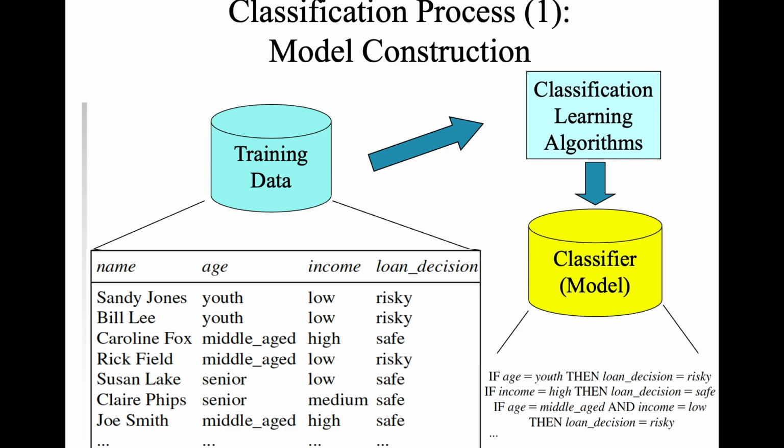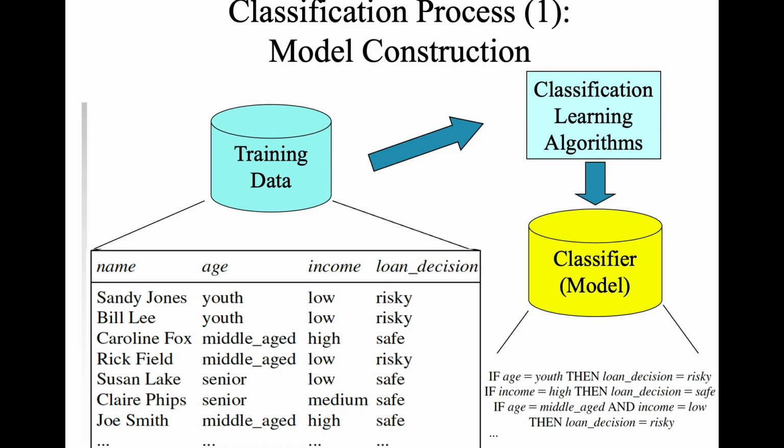Here's an example of the training data. We feed the training data to the learning algorithm, which uses it to build the model. What you see here for the classifier or the model is in the form of some rules, but it could be in other forms. This is just an example. In the first stage, which is learning, our training data are analyzed by our classification algorithm to build a classifier.